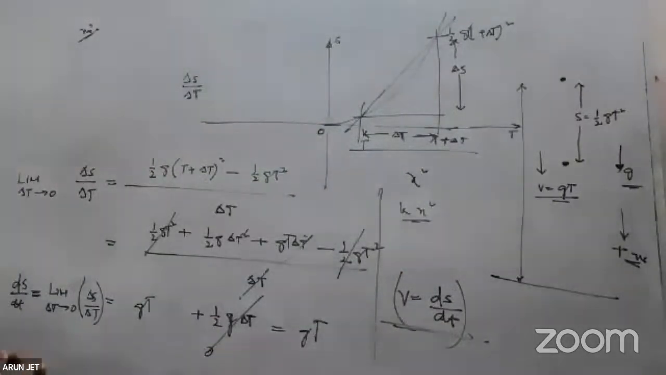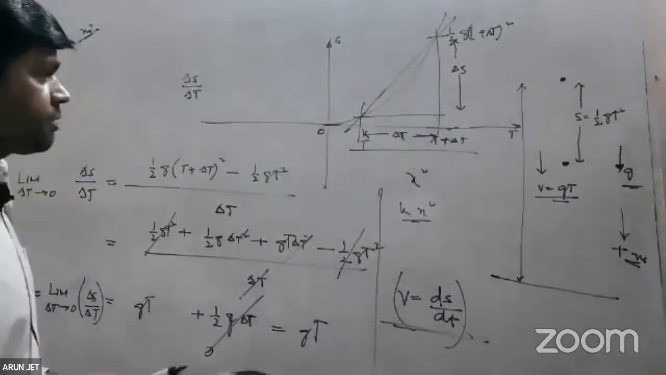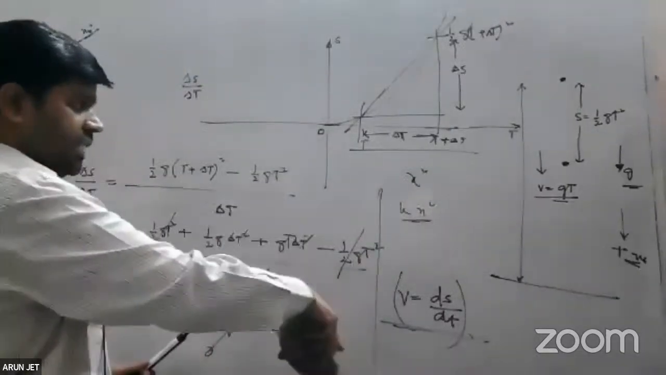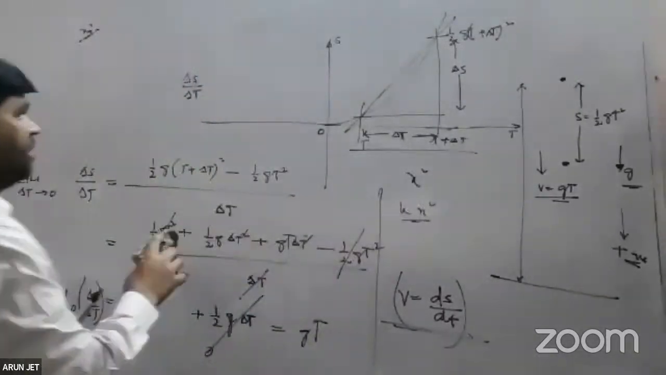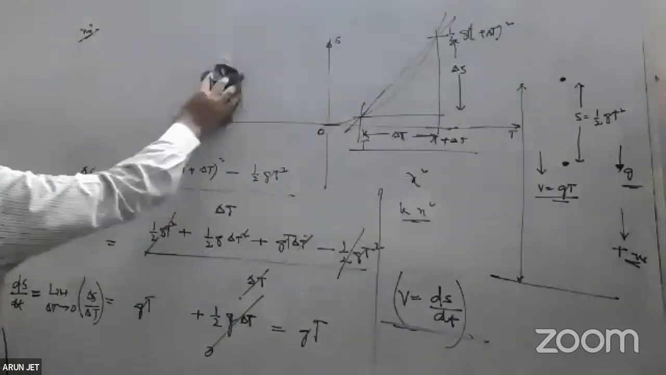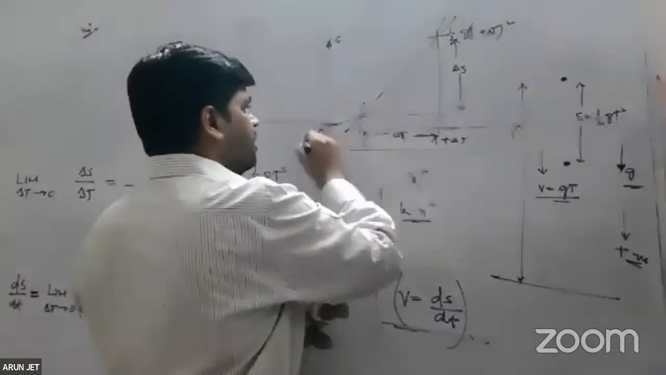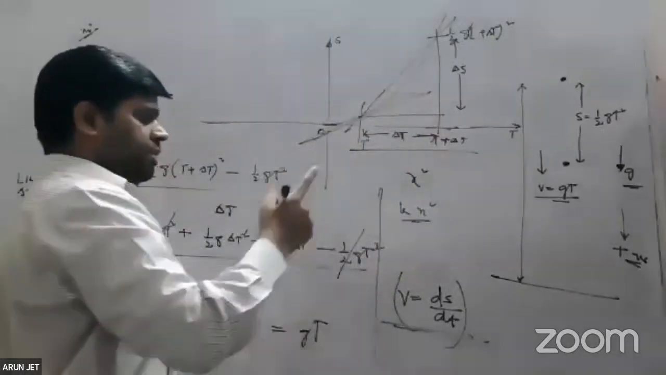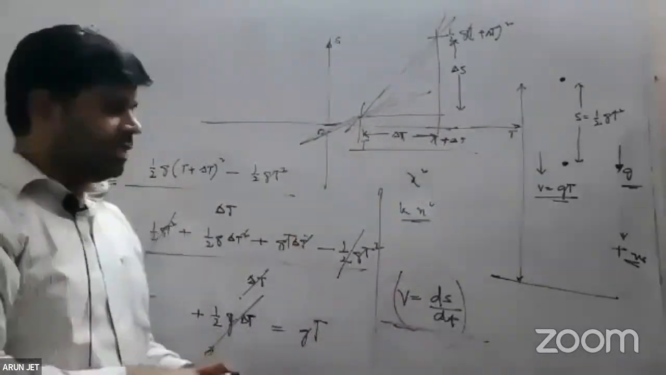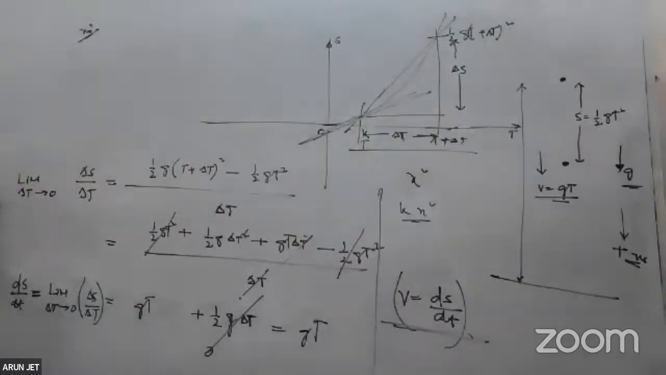Now, let's do one thing. We know v is equal to gt and a is equal to g. So what will you conclude? The slope of the graph of the st curve at this point is velocity. That is what v is equal to ds dt. I'll erase this. Hope you have taken a snapshot of this one. Very important.